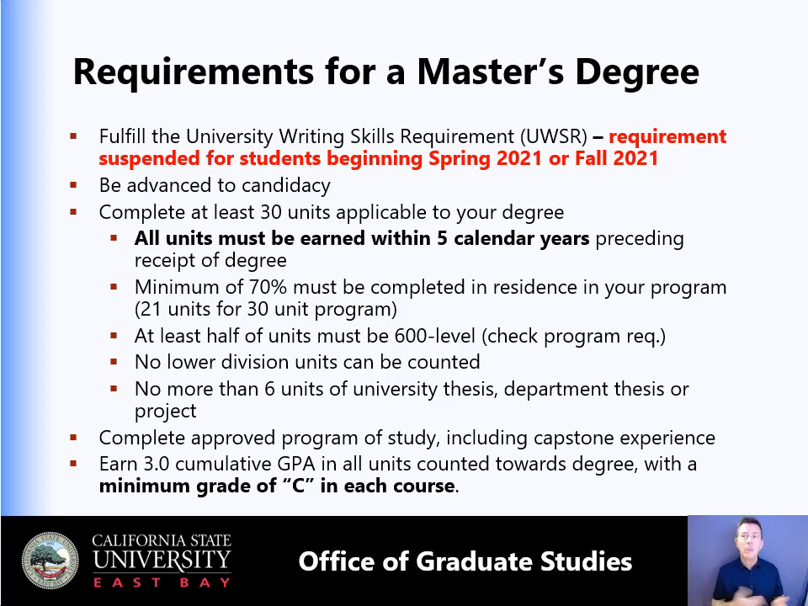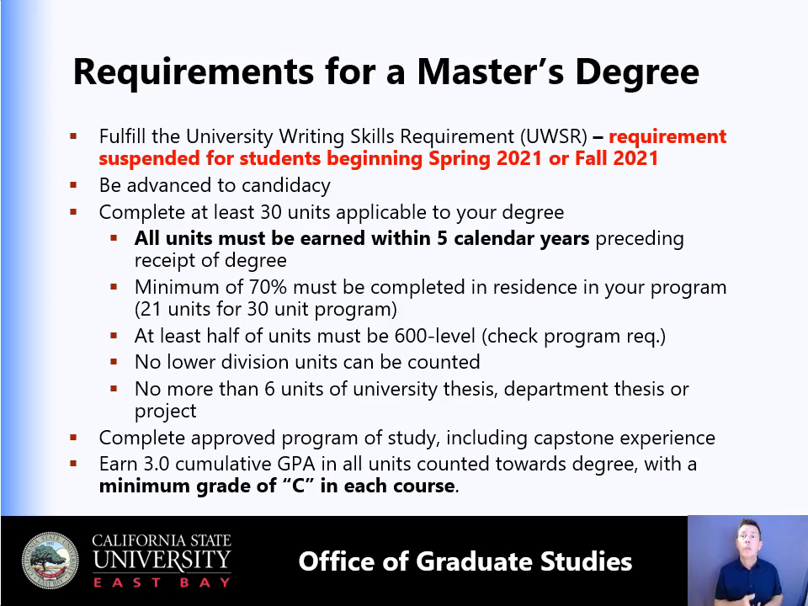Conversely, that means that some of your units could be transferred in from another graduate program if you completed some units somewhere else and did not receive a degree there. It would be up to your graduate coordinator to decide if units may be transferred or not, so you can contact them about that. At least half of the units that you take here must be 600 level.